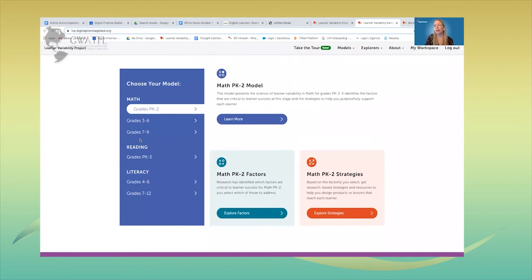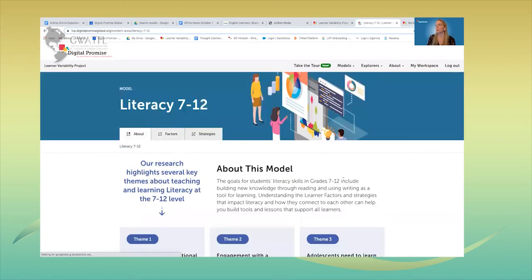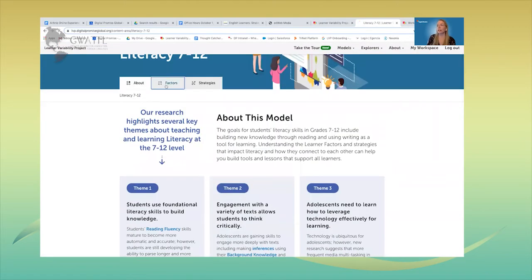We have 3 in math instruction and 3 in literacy instruction. As world language teachers, I would recommend probably starting with one of the literacy models that most closely matches the grades that you teach, probably our adolescent literacy model, and start by exploring some of the factors. Oops, I jumped into the wrong model there. So this is our factor map.